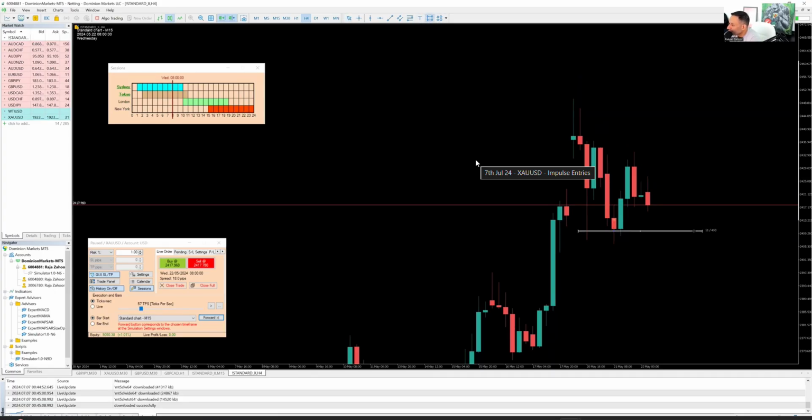Man, using MetaTrader after using cTrader for months is so weird. It's weird to use MetaTrader. But the simulator on this is the best, to be honest. This MT5 simulator is actually very, very good.